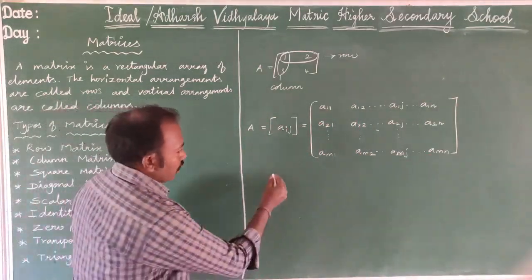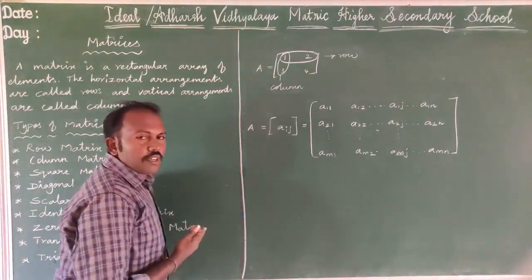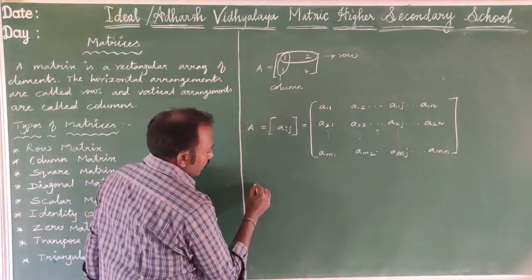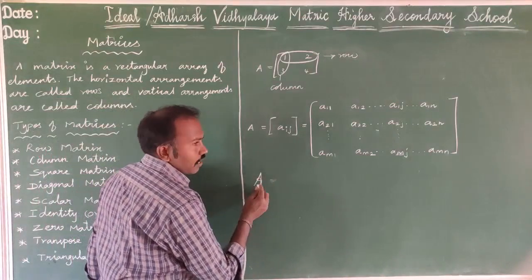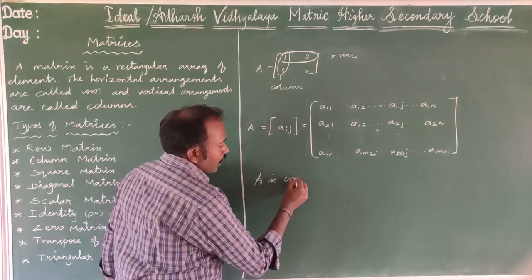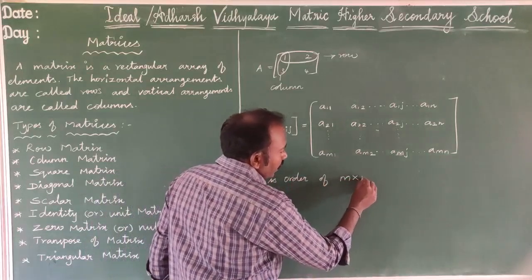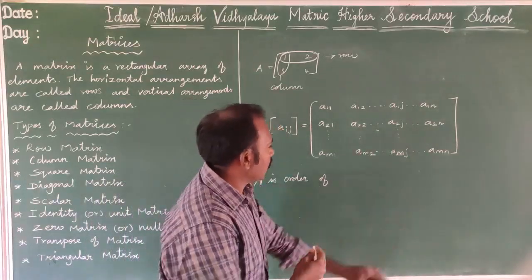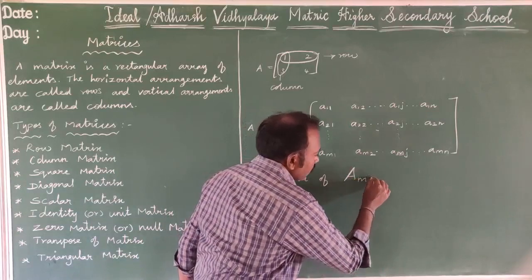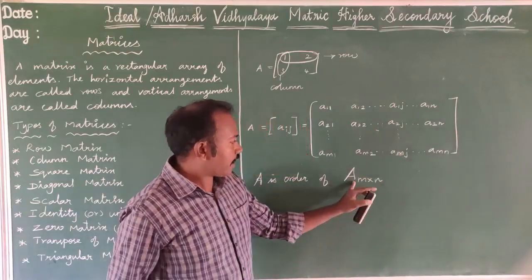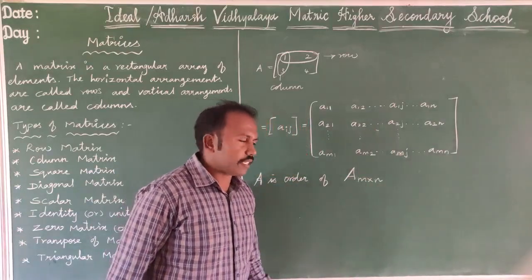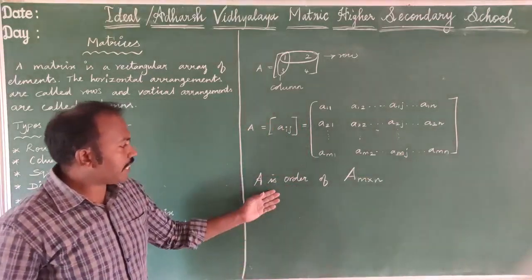Here the order of matrix, that is A is of order M by N. And the format that is A is A base M by N. That is the order of matrix A.